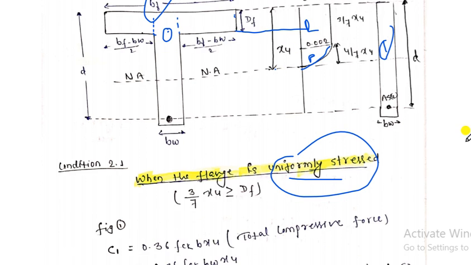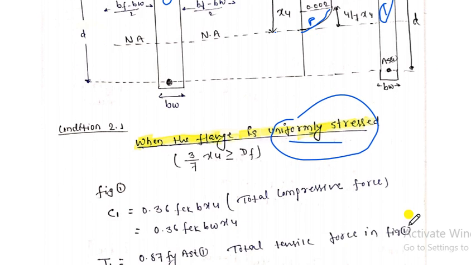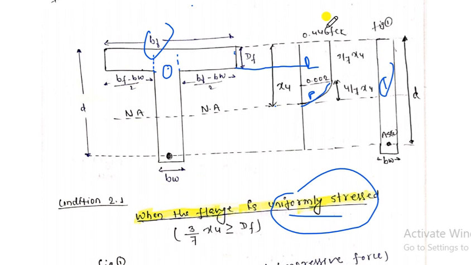So let's analyze the first figure, from the web. From figure 1 we have already calculated C1. C1 is the compressive force, and I hope you know compressive force is equal to stress into area. So the stress is 0.36 FCK. The area of the first section is, as you can see, this much area, with depth XU. As a rectangular section, it is 0.446 into XU.